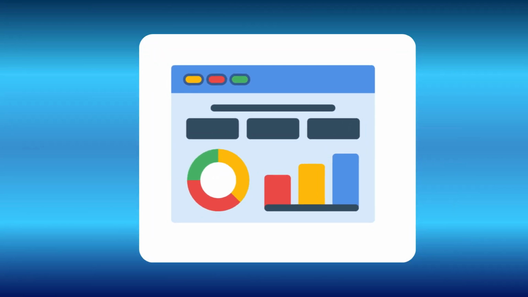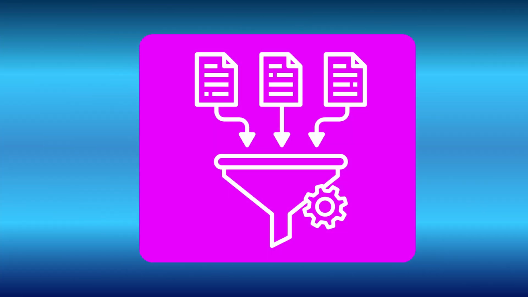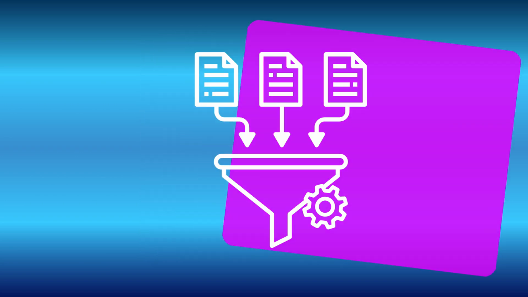In the next video, I'll show you how to use these columns to filter data. For example, only show completed tasks or only show tasks where the email hasn't been sent yet.